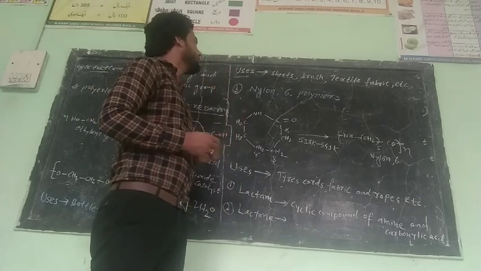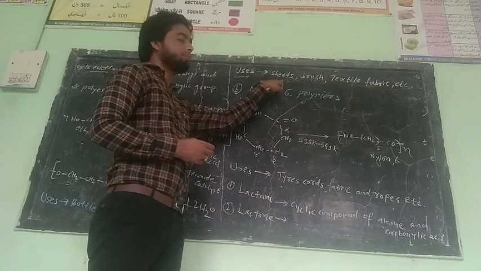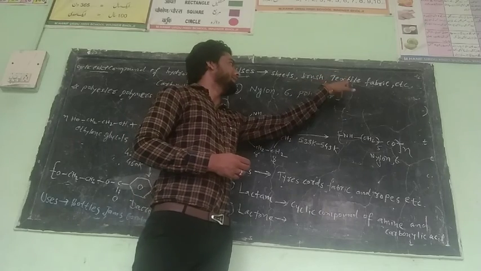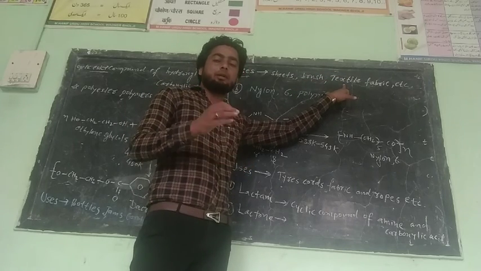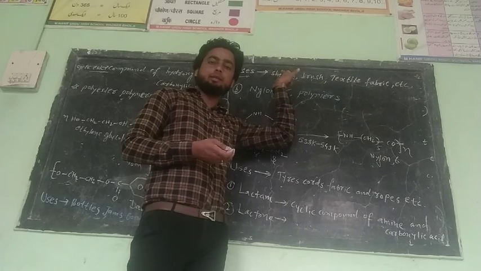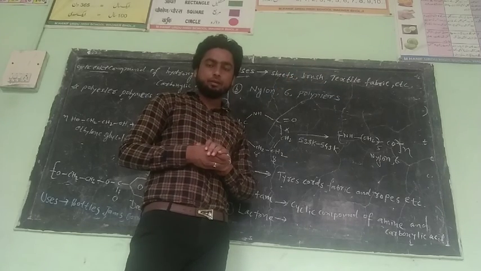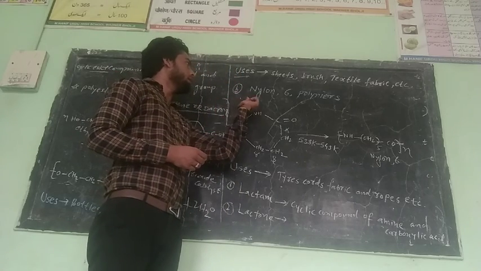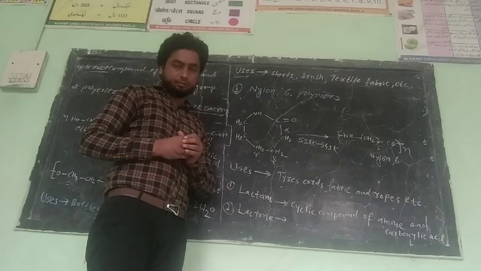So this nylon 66 polymer is first of all used in the preparation of sheets, then brushes, textile fabric, and different types of nylon ropes. Clear? These are the uses of nylon 66. Now question: how to prepare a nylon 6 polymer?